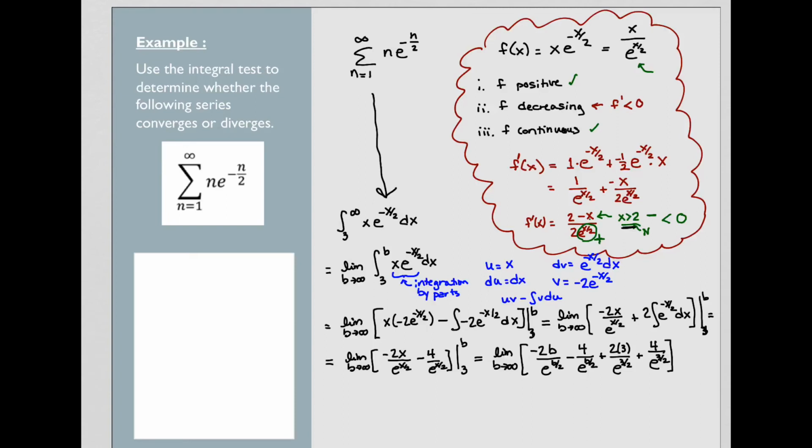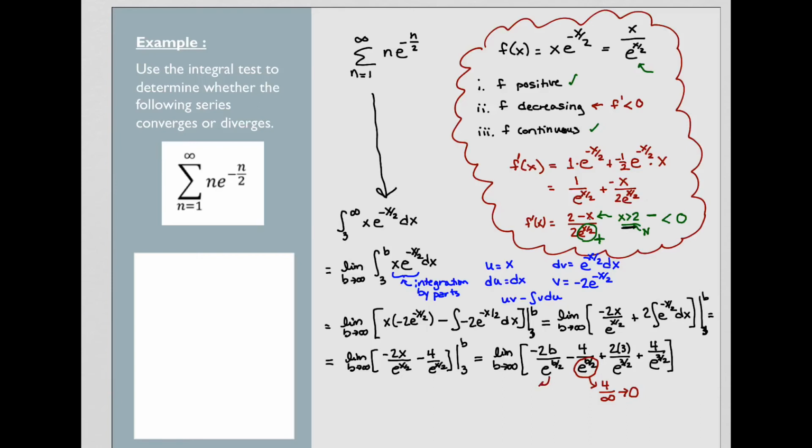Okay, let's evaluate this limit. Well, b over 2 as the exponent on e, if I have 4 over e to the b over 2, and I let b go to infinity, e to the b over 2 is going to go to infinity and grow infinitely large. So that means this term here goes to 0.